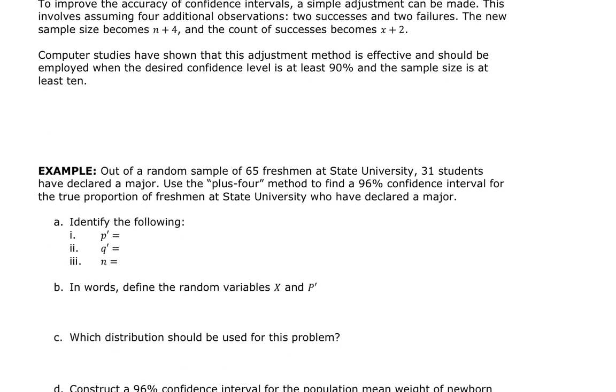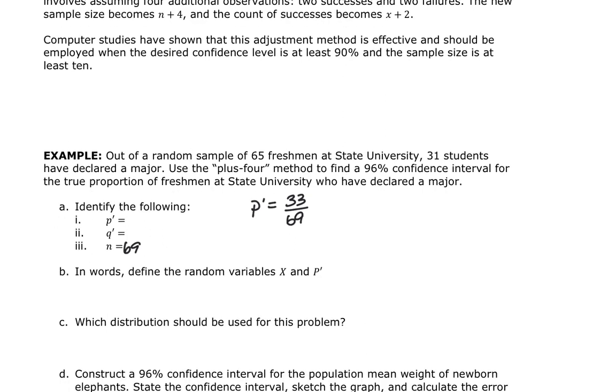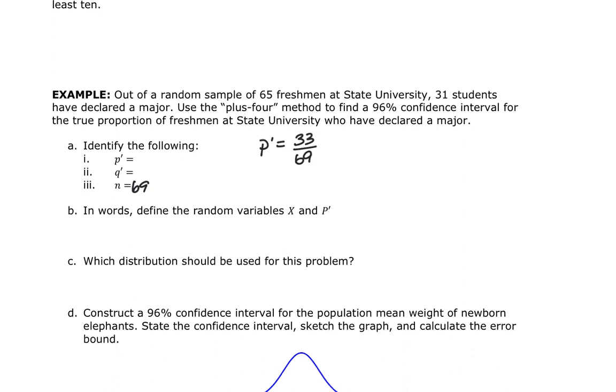So how does that change stuff here? Well, a random sample of 65 means up here our n becomes 4 more, so it'll be 69. And then the 31 students declared a major, use a +4. So that means to find my p hat, this is going to be 33 because I'm going to add 2 to success, and I'm going to divide by 69 because I have to add 4 to the count. And then, of course, I would find my p and my q.